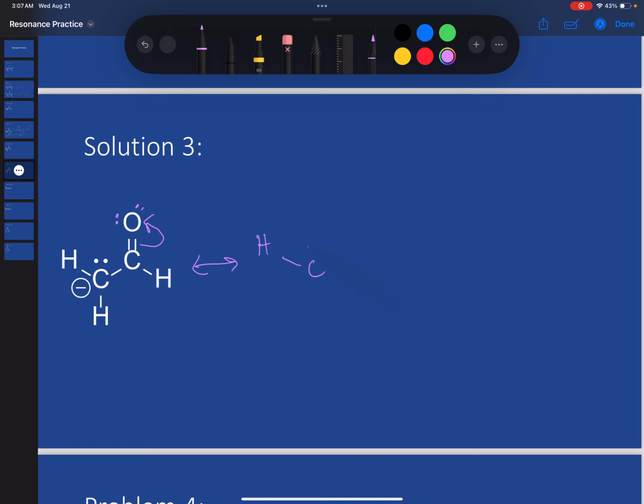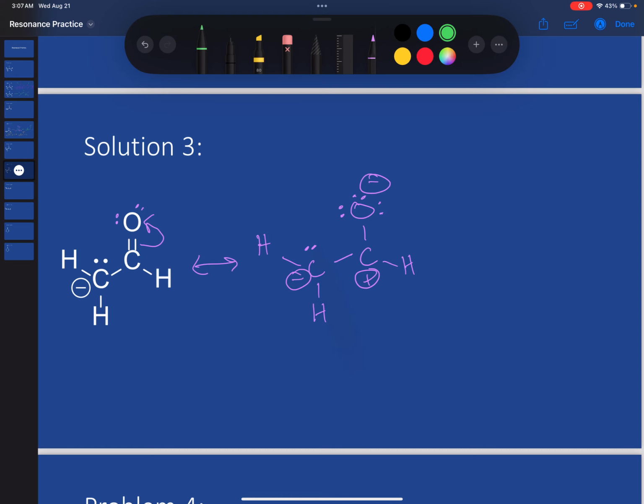So here I'm going to have my carbon that did not change. Now I have a single bond to that oxygen with 3 lone pairs now. And so I should have a negative charge here and a positive charge here. So that's one possible resonance structure I could have drawn. Now here I see I forgot my negative charge. There's a negative there. All right.